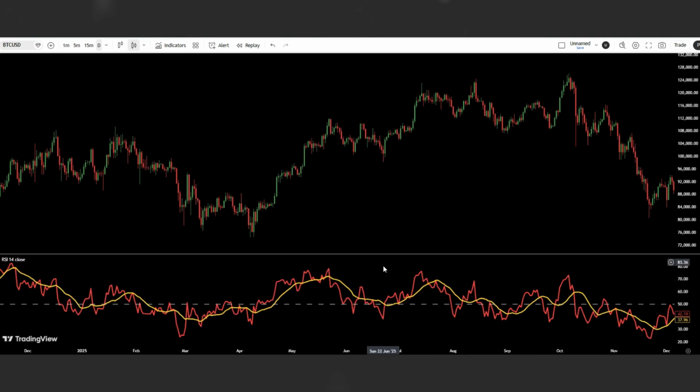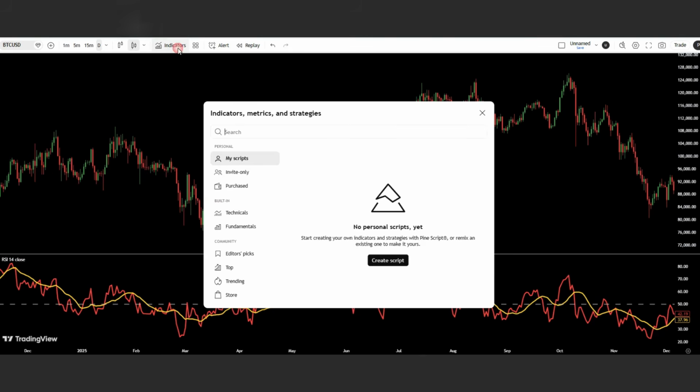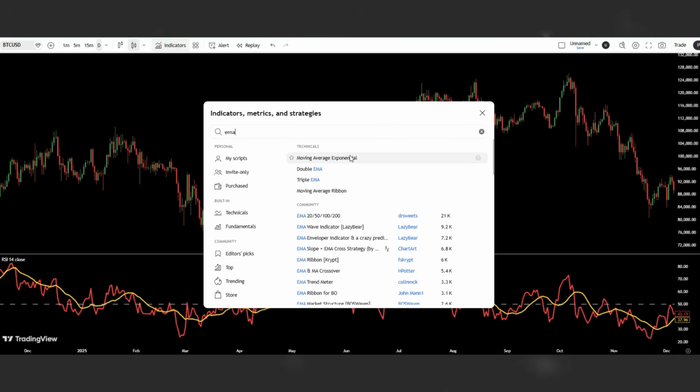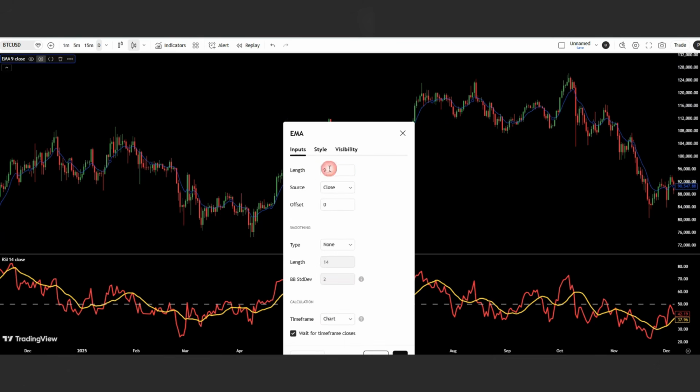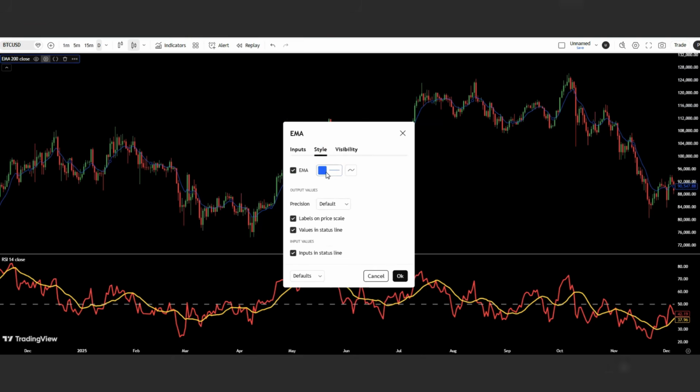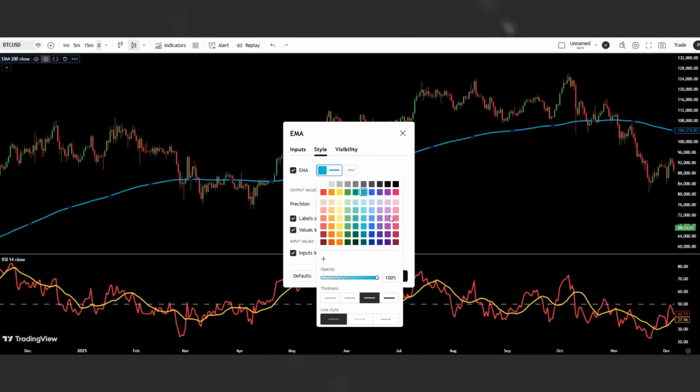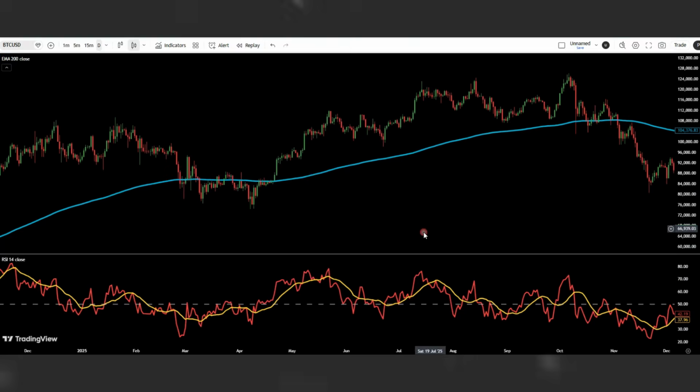Now we add the trend filter. Go again to the Indicators panel, search for EMA and add it to the chart. Open the EMA settings. In the Inputs tab, set the length to 200. In the Style tab, make the line a bit thicker so it's clearly visible, then click OK. Now the chart is ready. Let's define the trading rules.